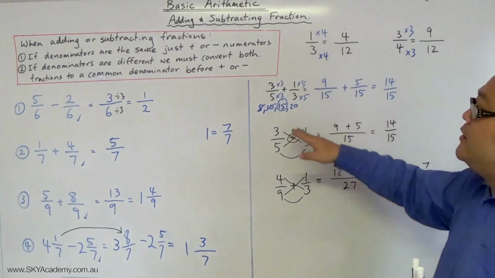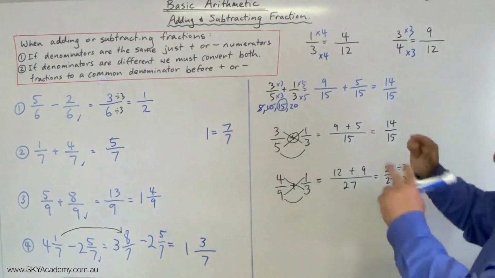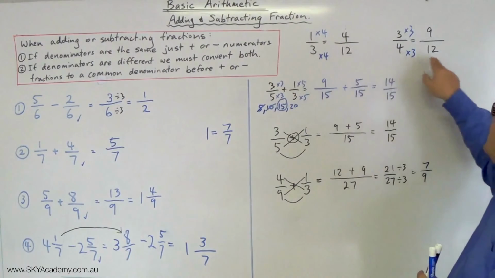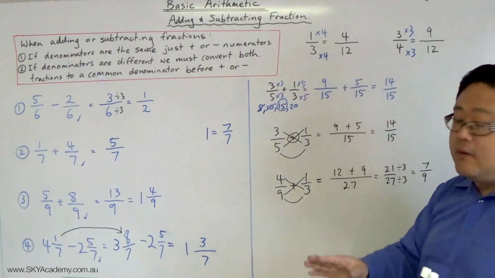So that is how you do fractions where the denominators are different. You must convert those fractions to the lowest common denominator.